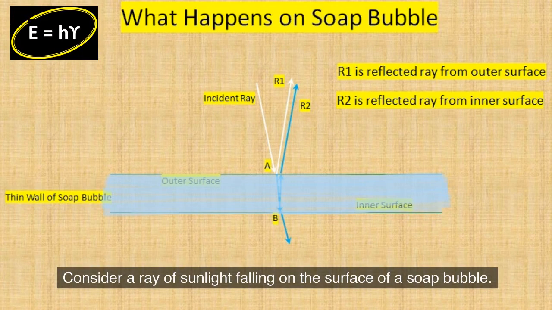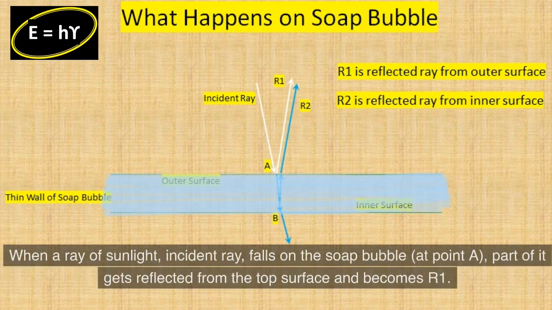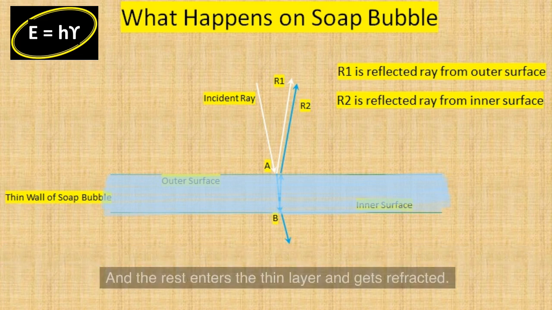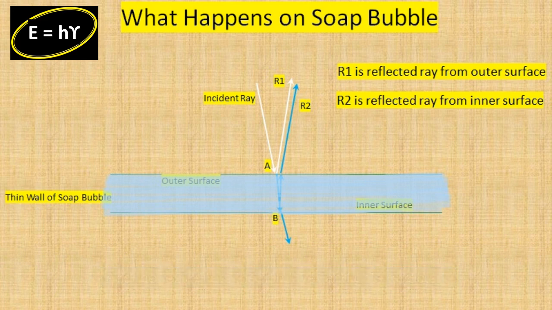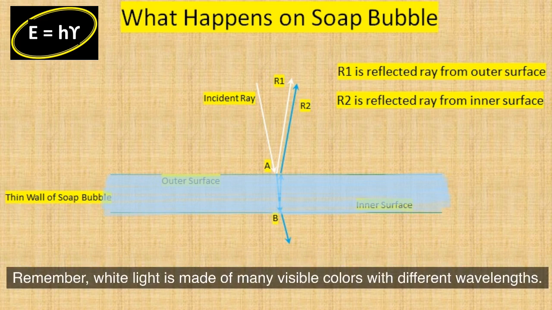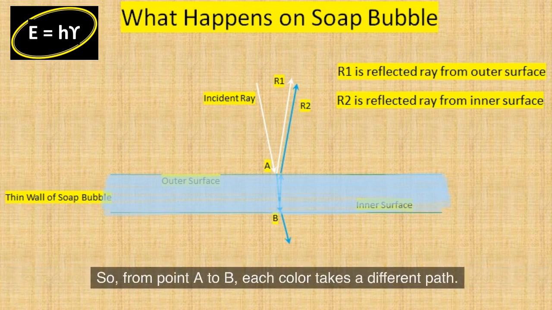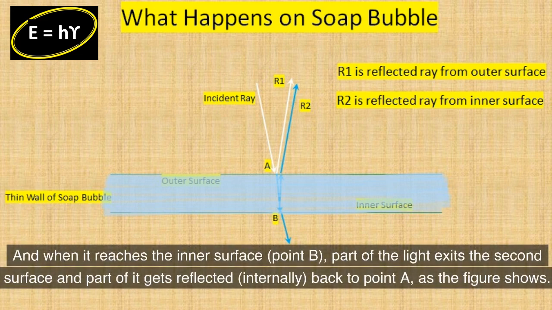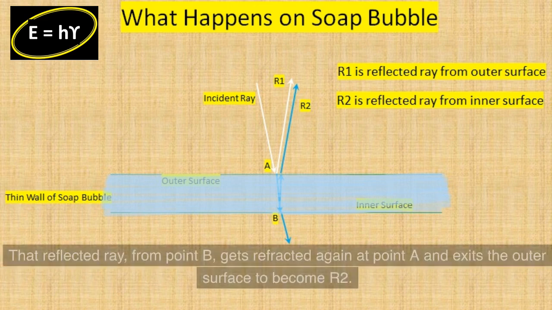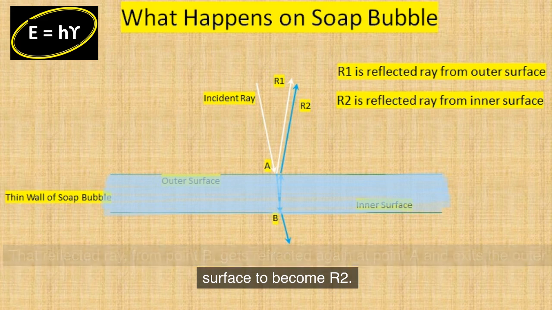Consider a ray of sunlight falling on the surface of a soap bubble. When a ray of sunlight, the incident ray, falls on the soap bubble at point A, part of it gets reflected from the top surface and becomes R1. And the rest enters the thin layer and gets refracted. Remember, white light is made of many visible colors with different wavelengths. So, from point A to B, each color takes a different path. And when it reaches the inner surface, point B, part of the light exits the second surface and part of it gets reflected internally, back to point A, as the figure shows. That reflected ray from point B gets refracted again at point A and exits the outer surface to become R2.